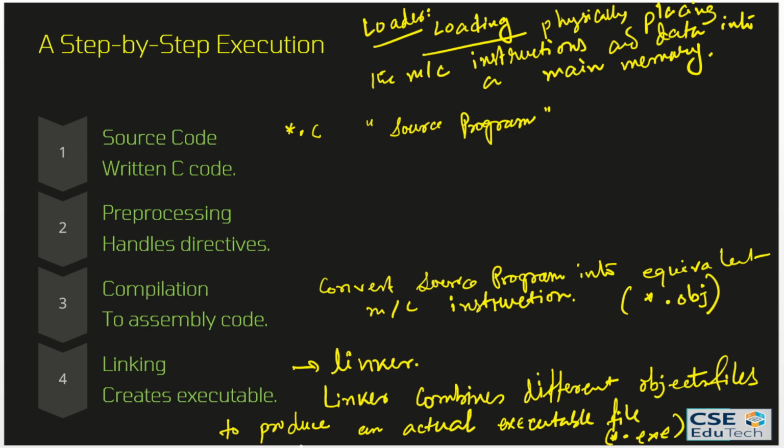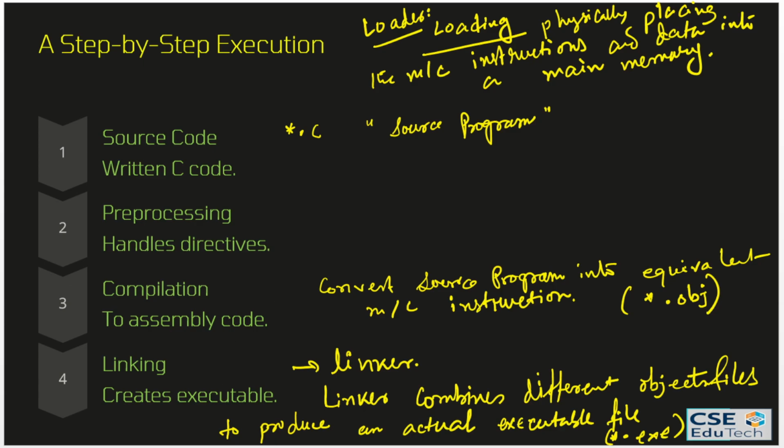Then the linker performs linking. Linking means combining other included files and libraries, whatever you have used in your program. So finally the linker combines the different object files to produce an actual executable file, and the loader loads the actual machine instructions as well as data into main memory. Once loading is complete, the operating system transfers control to the loaded program, and then the program is executed.